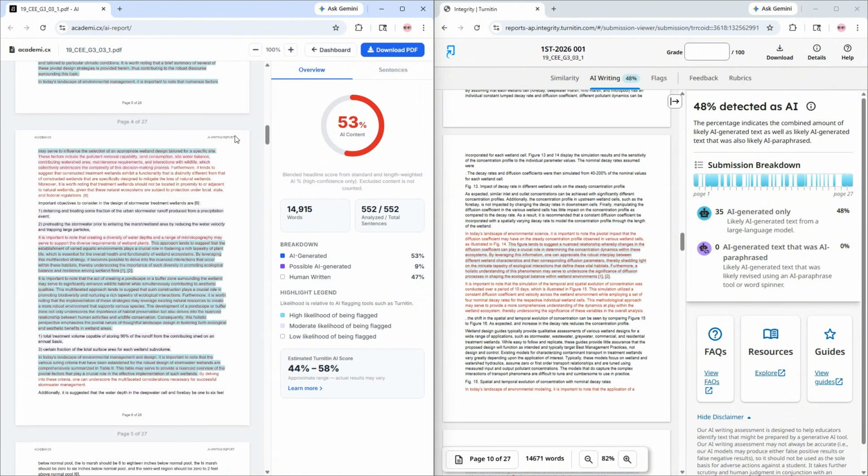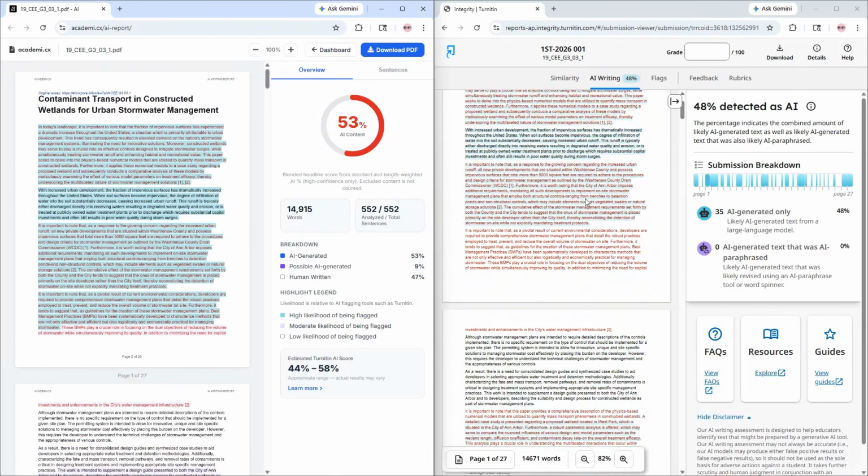So that's the first document. Things are looking pretty good. Let's go on to the second document and see how they compare.